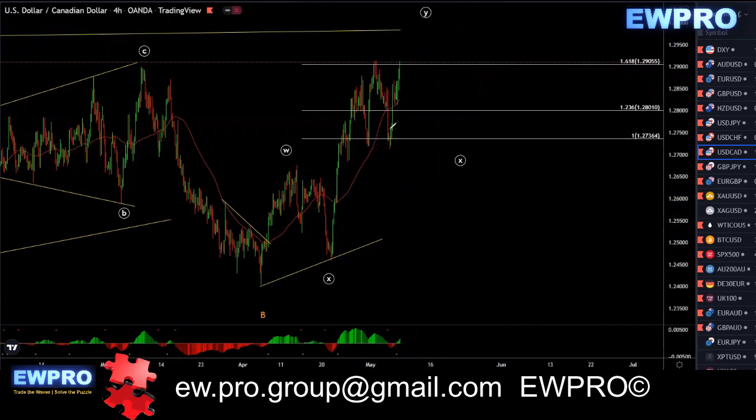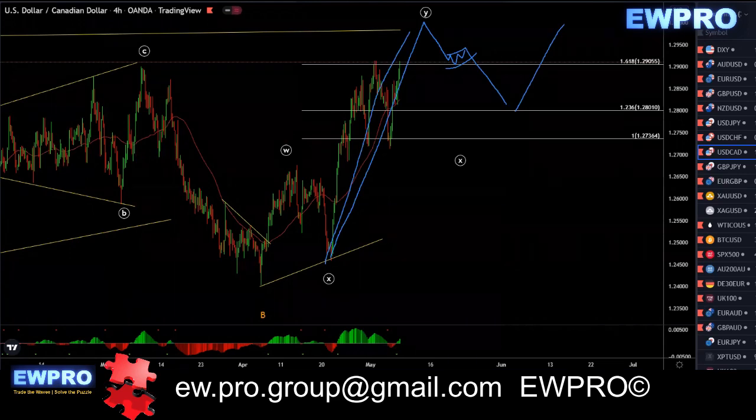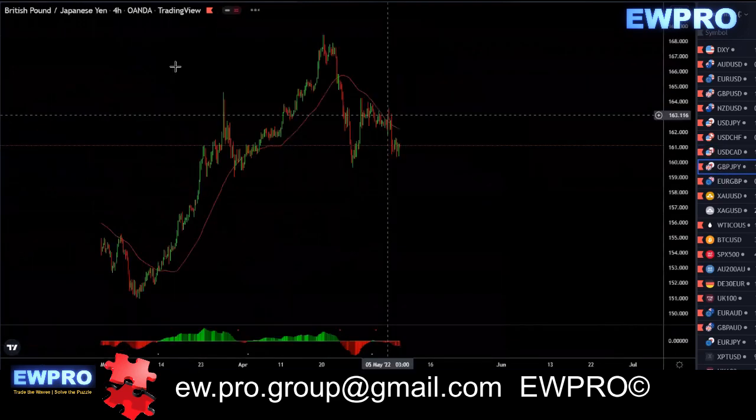Once this wave is over, you'll be looking for a sell setup back to that 38.2 of this move here, and then you'll be looking for that Z up. GY on the daily.